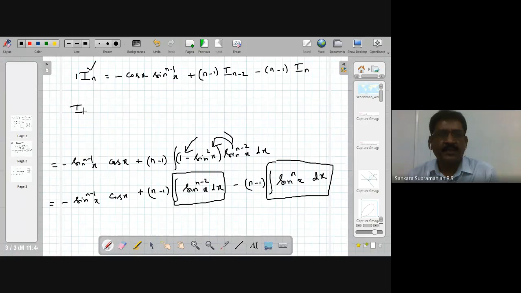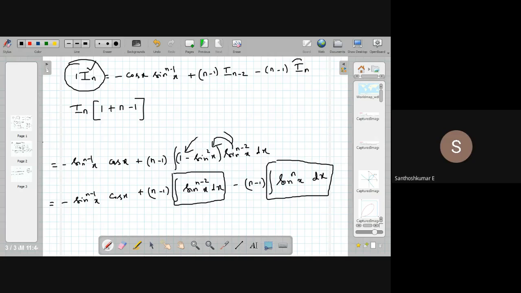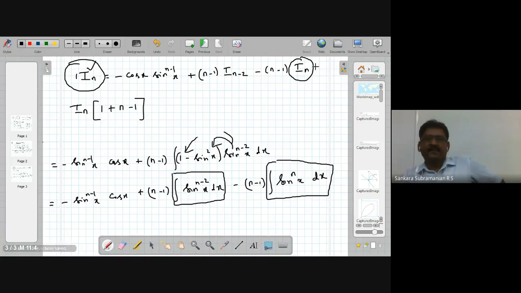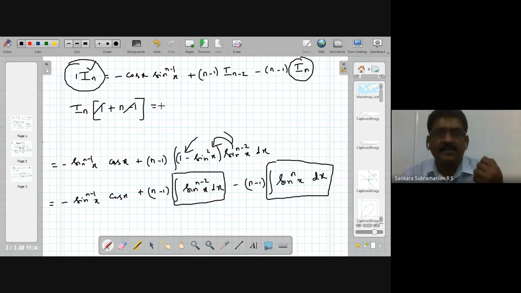If you take this to the left hand side and take In common, you will get 1 plus n minus 1. Is it right? So I find In on the left hand side as well as on the right hand side, so I am taking In common. Here you have the coefficient 1, and here the coefficient minus of n minus 1 comes as plus n minus 1. So you get minus cos x into sin to the power n minus 1 x plus n minus 1 times In minus 2.